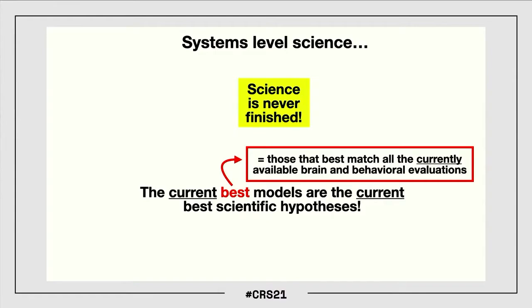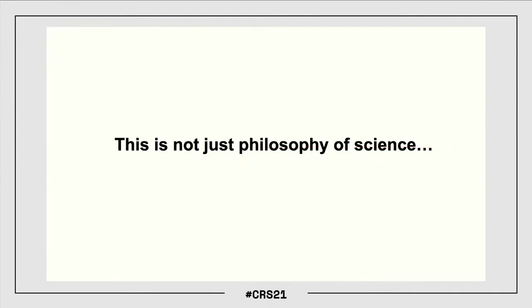Okay, so because science is never finished, what you should think of is that the current best models, and I'm emphasizing current, are the current best scientific hypothesis. There will always be a better scientific hypothesis. And when I say current, I mean those that currently match the currently available brain and behavioral evaluations. And there'll always be more experiments that can be done to try to improve such systems.